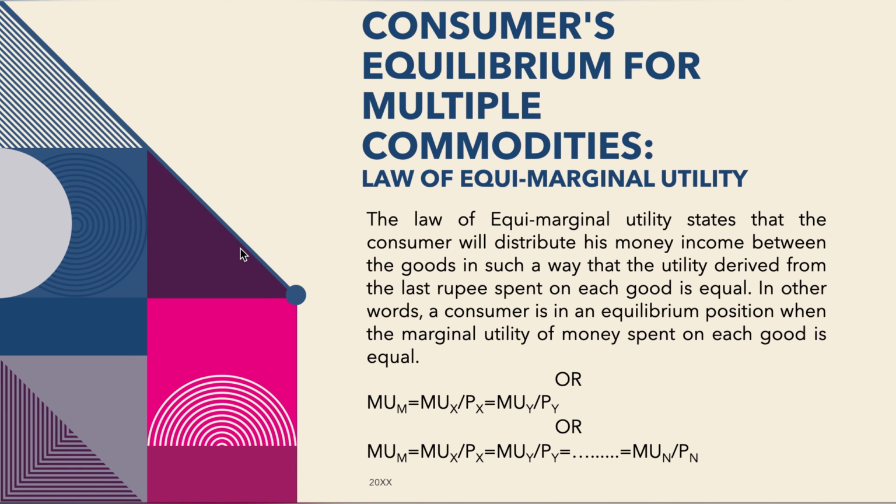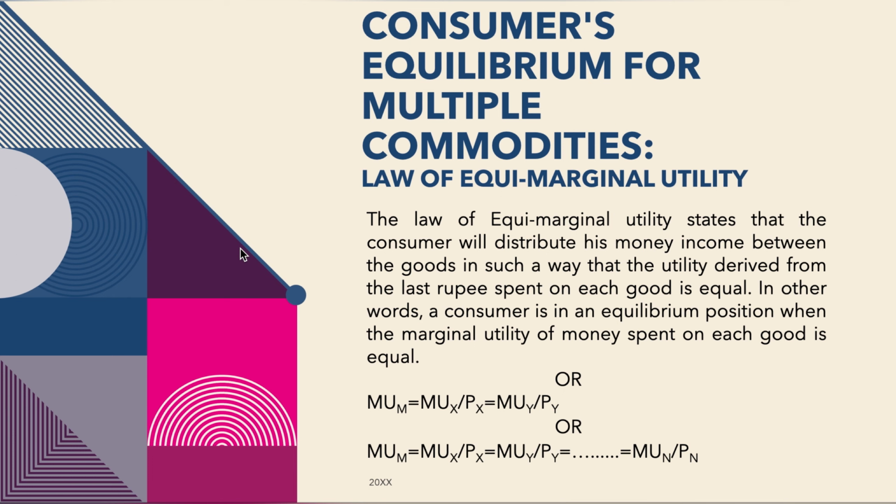Next, we have consumers equilibrium for multiple commodities. Now, when there are more than one commodities, more than one goods or services, then how does the consumer reach his equilibrium? That we're going to study now. So, to study this, we study the law of equi-marginal utility, which helps us to understand how a consumer can reach his equilibrium when he is buying multiple commodities.